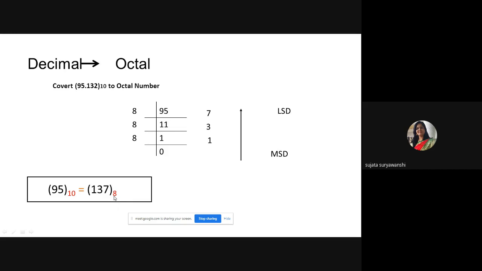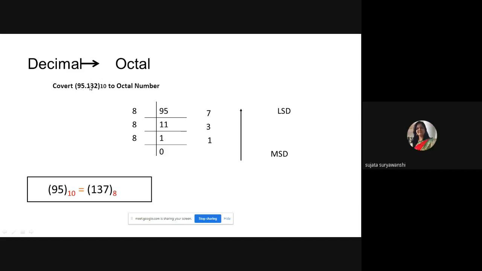Understood? Yes, ma'am. Simply use the procedure. Okay. And how will you convert this fractional number here? Can anyone tell me? By multiplying by 8. Yes, multiplying by 8.